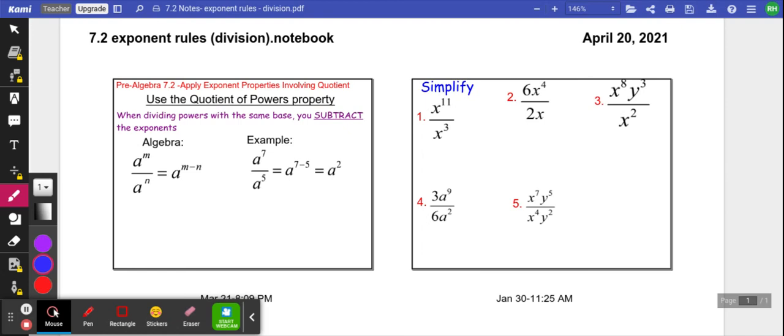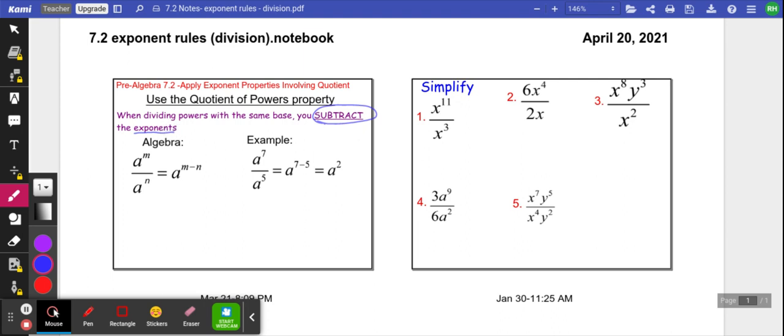All right, so today we're going to do 7.2, which is using more exponent rules, but today we're going to focus on the ones that involve division. So when we do multiplication, we add. When it's a power to a power, we distribute and multiply, right? So for these, if it's multiply and we add, then when we divide, we subtract. Okay, so when dividing powers of the same base, you subtract the exponents.